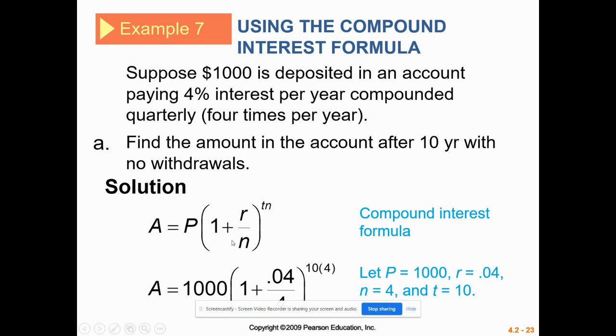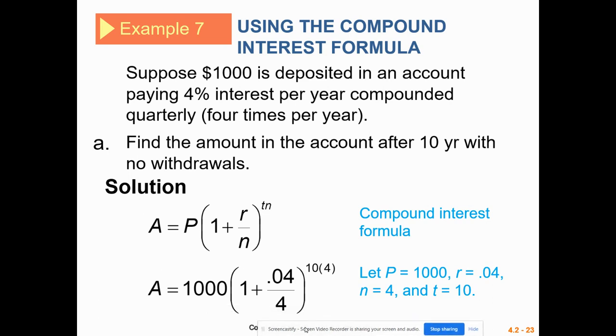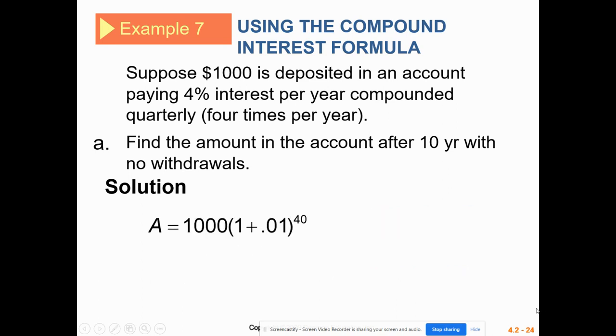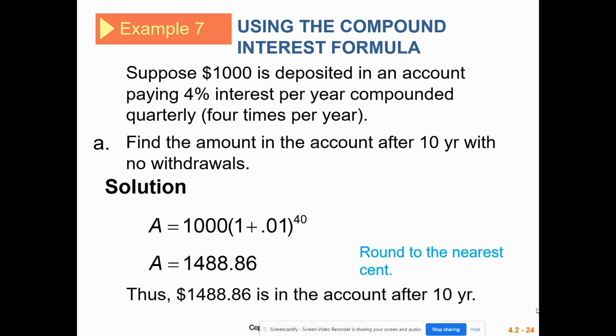So our P value is 1,000. Our rate is 0.04. Our N value, that's how many times we calculate or compound our interest in 1 year, is 4. And our exponent is 10 times 4. So this is not actually an exponential equation. We put this in our calculator and see what we get. Now you do need to be careful with calculators to make sure that it does what you want it to do.